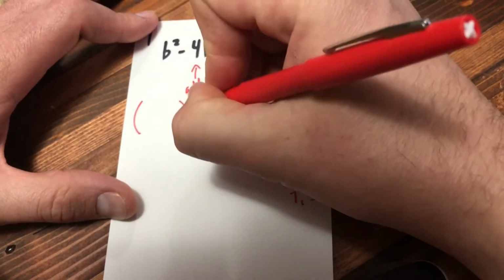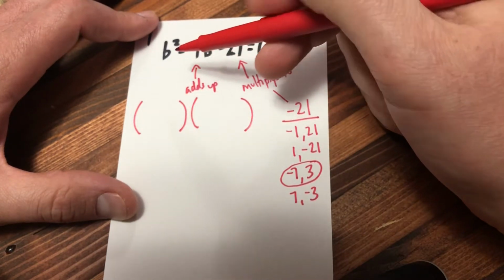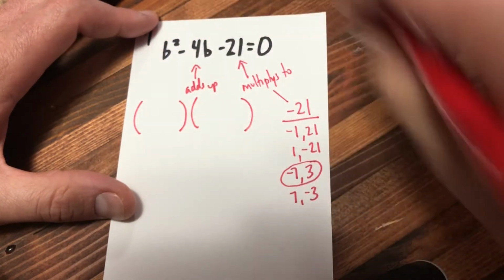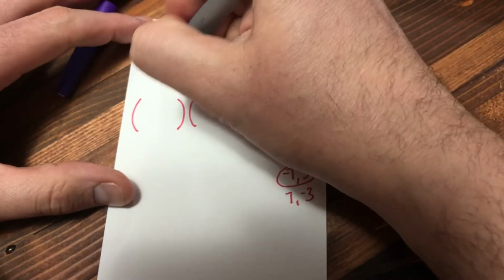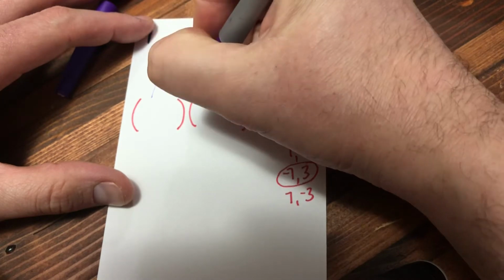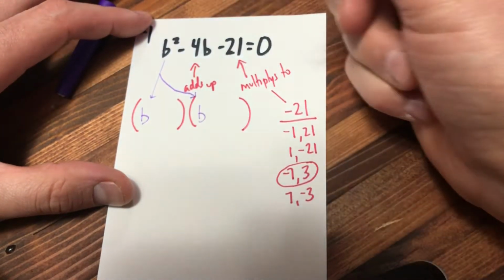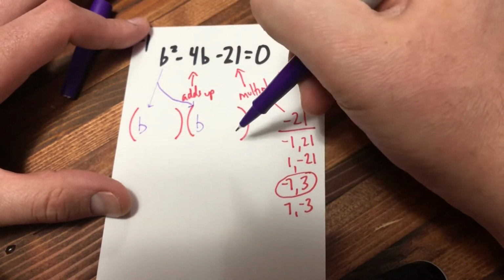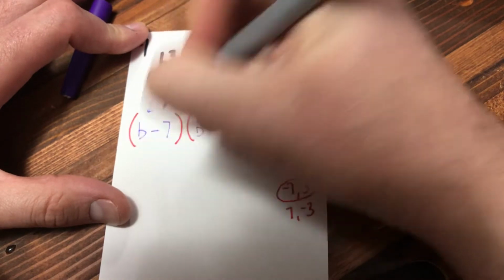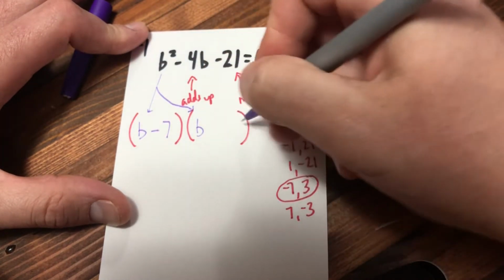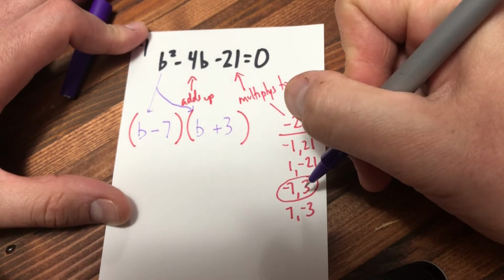Now, what we want to do here is factor out, and that means creating two parentheses. It's kind of like binomials. If I was to split up this b squared, b squared is b times b. Now I know my numbers are going to be negative 7 and 3. So I'm going to say b minus 7 right here, because it's a negative 7, and then b plus 3 right here, because it's a positive 3.